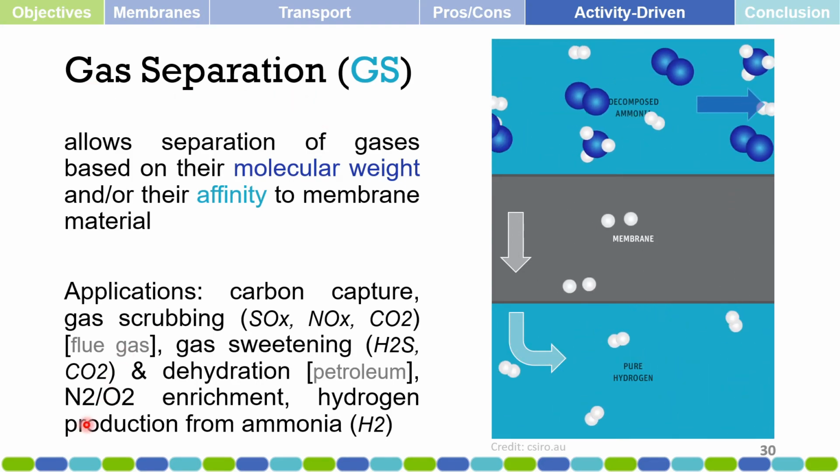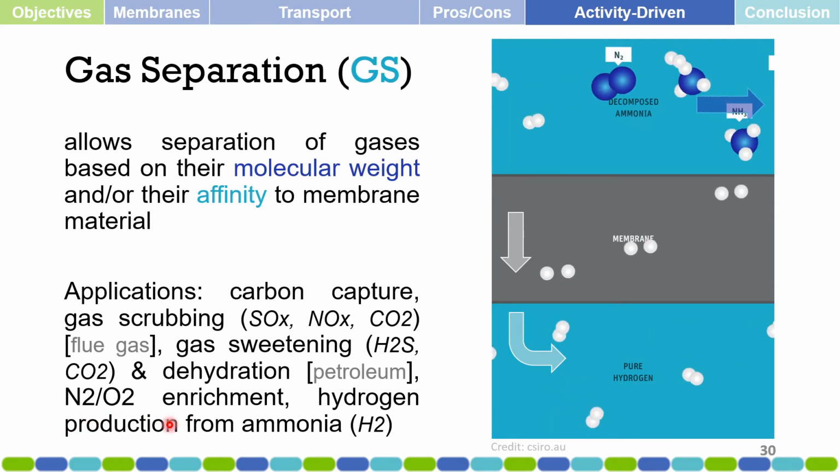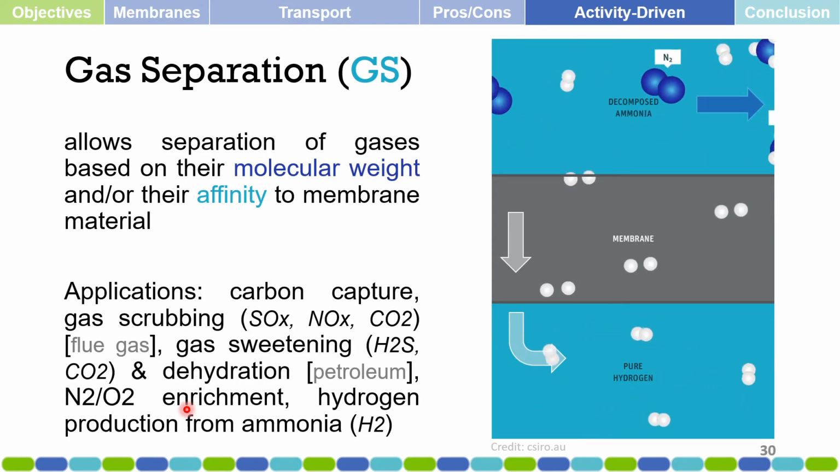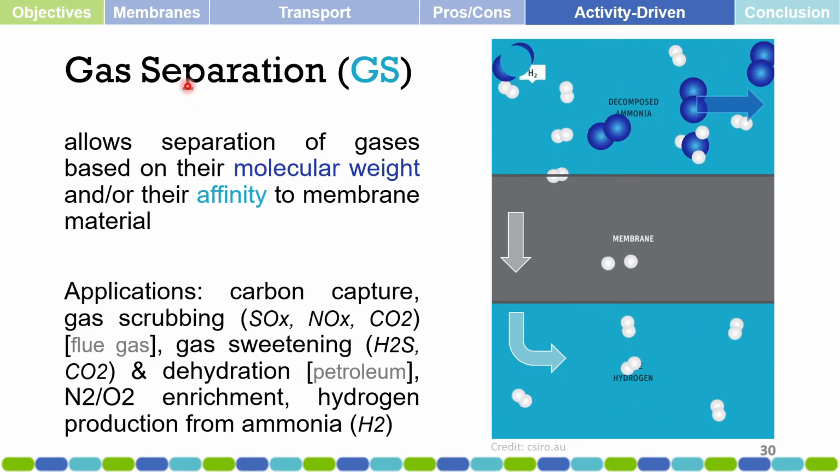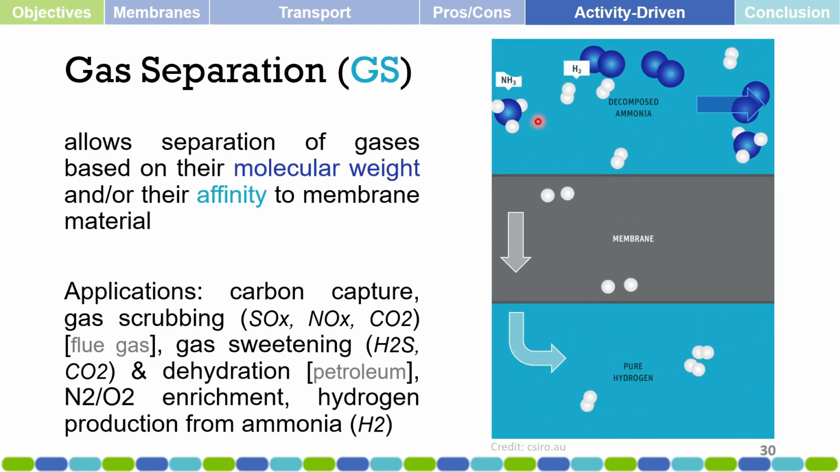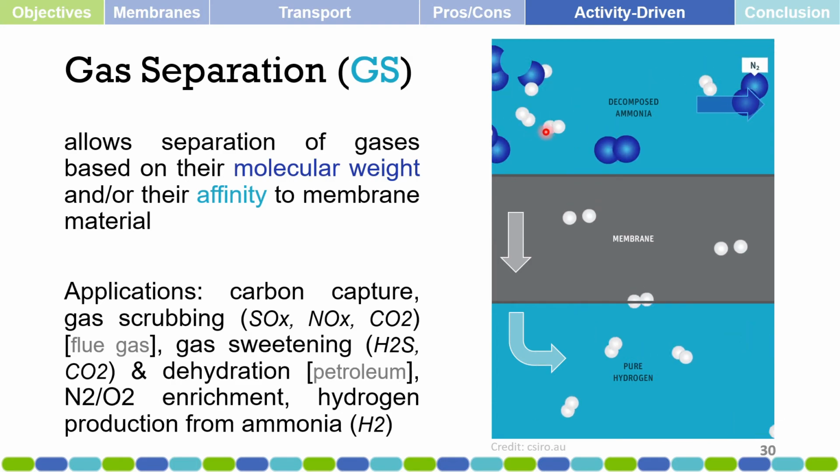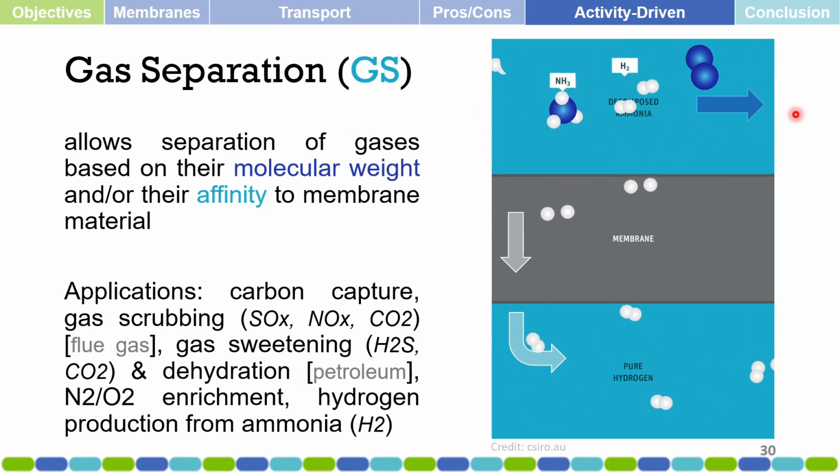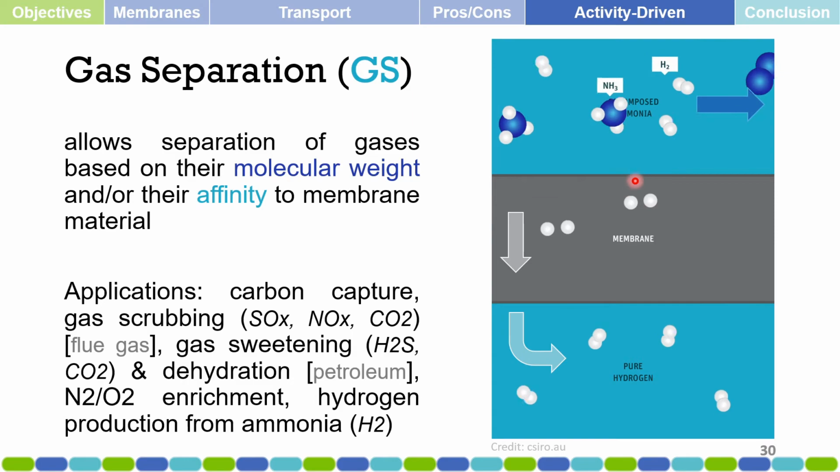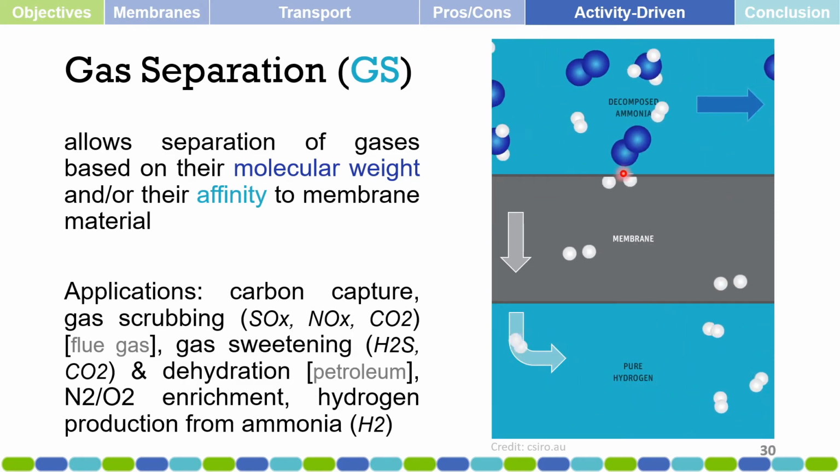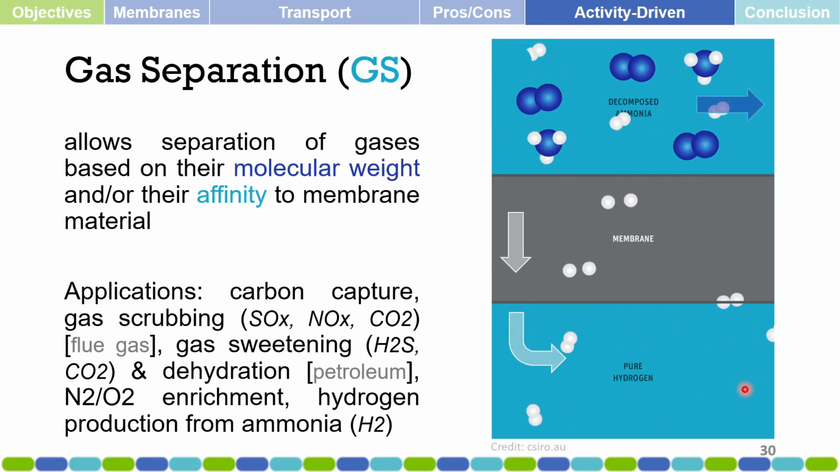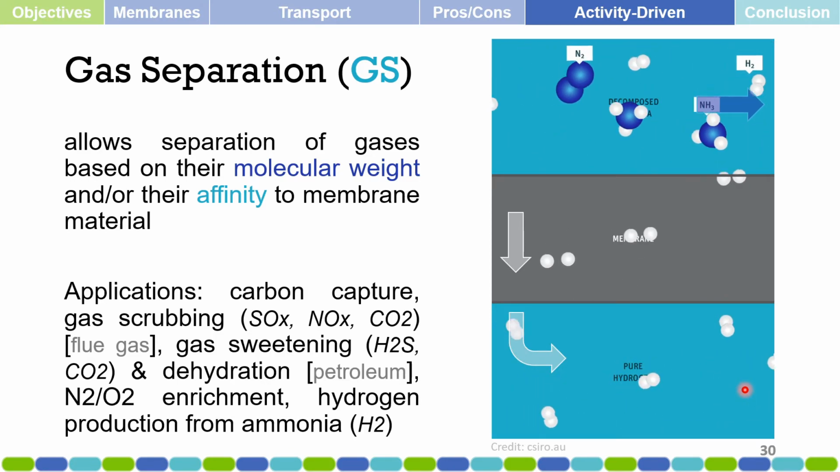You can also use gas separation membranes to produce nitrogen or oxygen streams when you want to enrich them to a certain concentration but not that pure. And you can also apply this process for production of hydrogen from ammonia. For example, in this process, which is illustrated here, the decomposed ammonia is the feed, and the retentate goes straight through, but the hydrogen molecules are adsorbed on the membrane, diffuse through the membrane, and then desorb to the permeate side, and that's how you obtain pure hydrogen from the process.